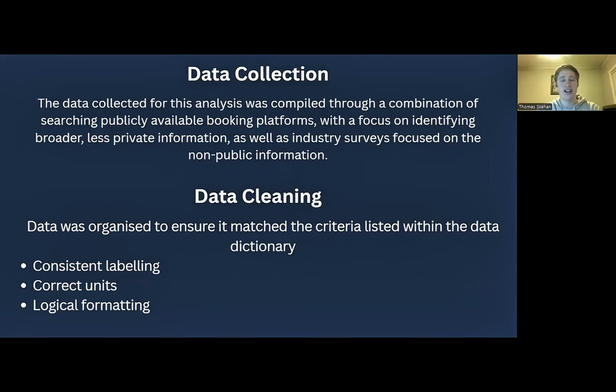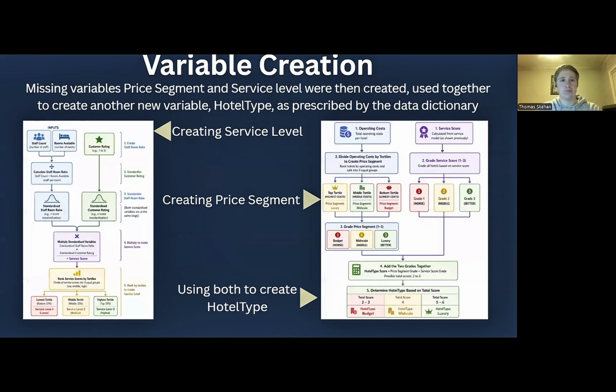Data was then cleaned and ordered to meet the requirements of the prescribed data dictionary. This meant that variables were given correct labeling in units, such as $ signs for cash values, as well as ensuring all labeling and titles were consistent. For example, in location, ensuring Sydney was always recorded as Sydney, never as SYD. We also ensured the formatting of the data remained consistent, allowing it to be easily read and understood, with titles that made specific variables easy to identify.